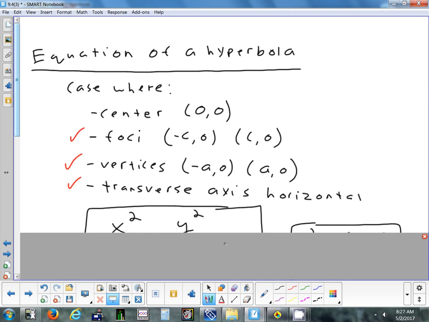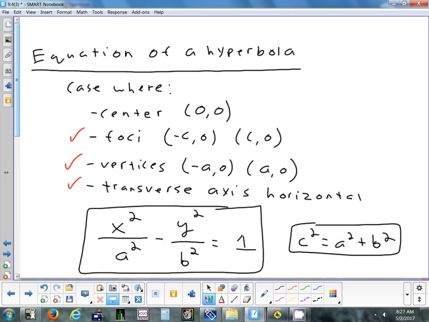But if you're not going to write them down, all I would take away from it is that the foci have something to do with C. The vertices have something to do with A. Whether it's the x-coordinate or the y-coordinate, in this case it's the x, that's easy to figure out just using a little common sense. All right, so there's the equation of a hyperbola.